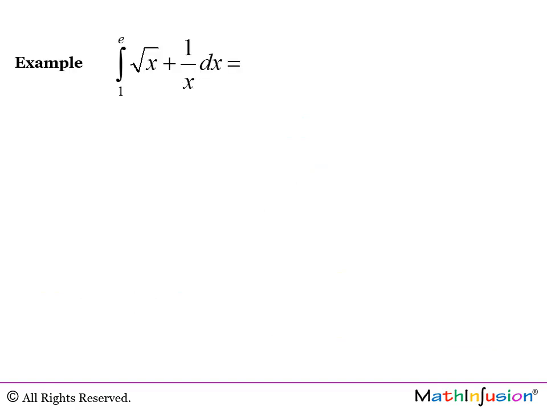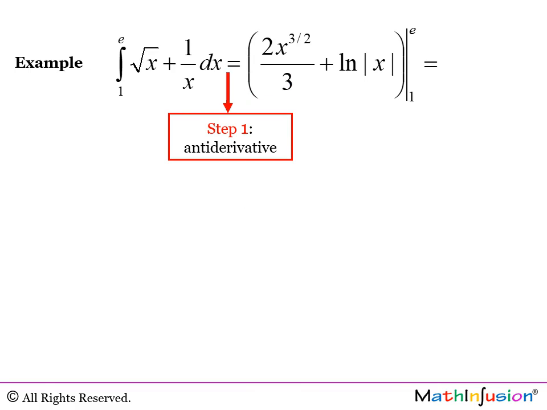An example. Let's evaluate the definite integral of square root of x plus 1 over x dx between 1 and e. In step 1, we will find the antiderivative, any antiderivative, so we will take the constant 0. Here is the antiderivative. Don't forget that the antiderivative of 1 over x is ln of x in absolute value. Here's the upper limit, and here's the lower limit.